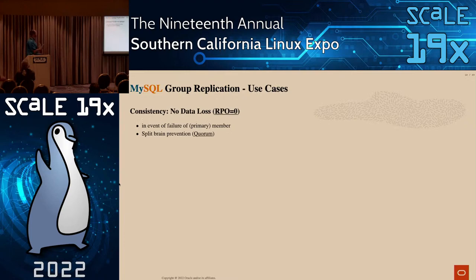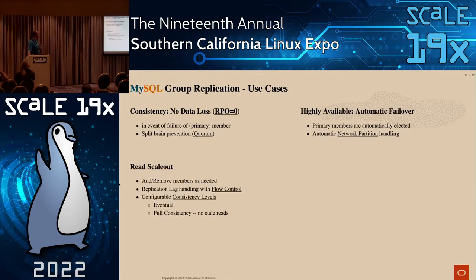So no data loss, RPO 0, I've mentioned that. Split brain is prevented because of the way it works with the quorum calculation. I'm not going to go into much detail. Automatic failover, automatic partition handling. You can do read scale-out with it, so you can add more members and send read traffic to them, all works. There's automatic handling of replication lag using flow control.